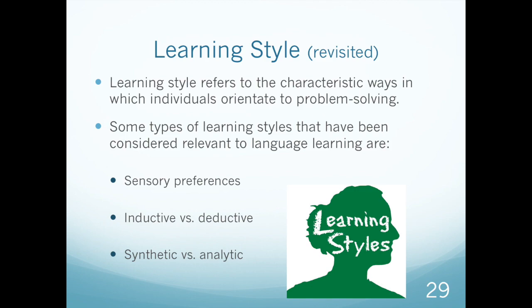Going now to slide 29, and very briefly, we have different learning styles, and they can be summarized in the following terms. Learning styles refer to the characteristic ways in which individuals orientate or situate themselves in relation to problem solving. And some types of learning styles that have been considered relevant to language learning are 3. We have sensory preferences, meaning involving the senses. We have what we call inductive versus deductive, and we have synthetic versus analytical or analytic.